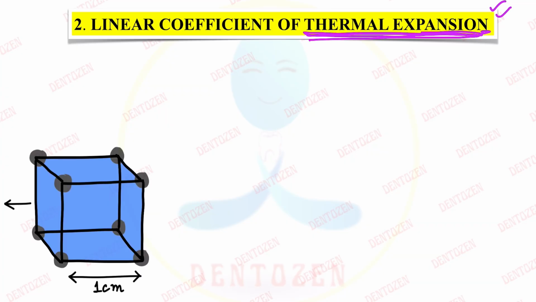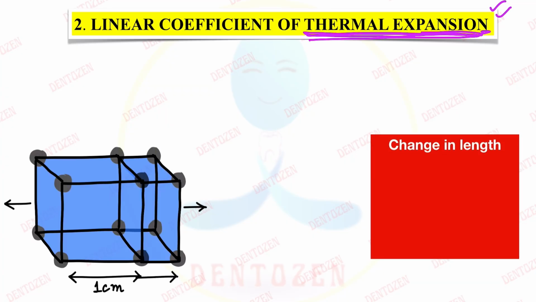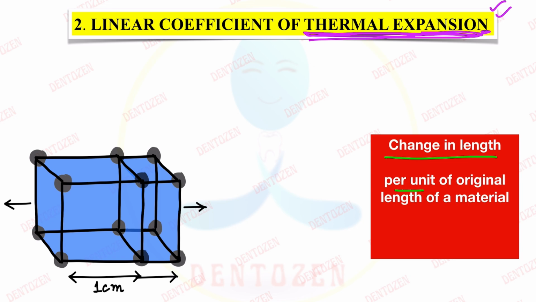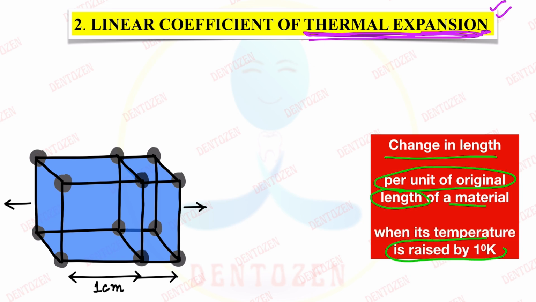So how is it defined? The change in the length of the material per unit of its original length when the temperature is raised by 1 degree Kelvin. That is known as the coefficient of thermal expansion.